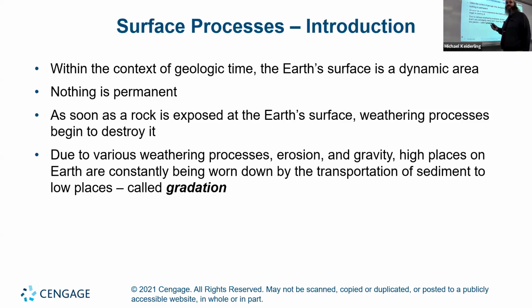Due to various weathering processes, erosion and gravity, high places on Earth are constantly being worn down by the transportation of sediment to low places. Things are being evened out. This process is called gradation. It is making it graded, which is the term for flat. If someone grades your lot, if you're going to build a building on something, you first grade it, you flatten the Earth in that area.